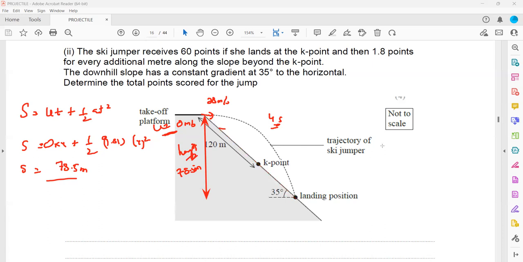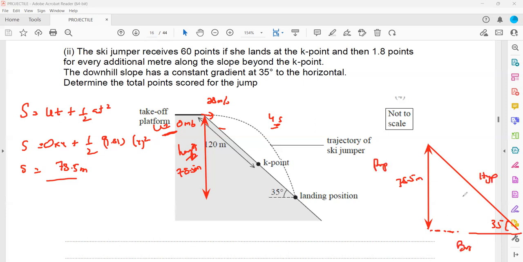So if I have the height, which is 78.5 from the starting position, and I know the angle of the inclined surface, 35 is given. So this angle is 35, and I need this distance on the inclined surface. So we can use the trigonometric ratios. This one is the hypotenuse, this one is the perpendicular, and this is the base. I have the perpendicular and I need the hypotenuse.